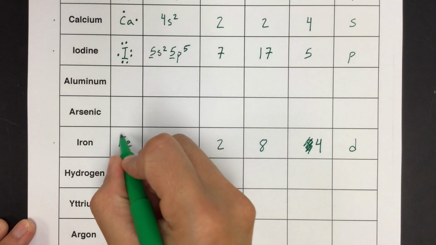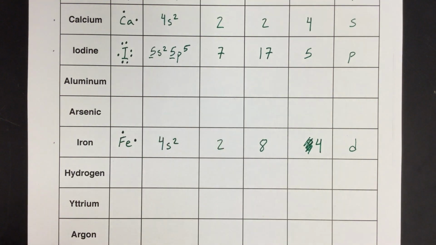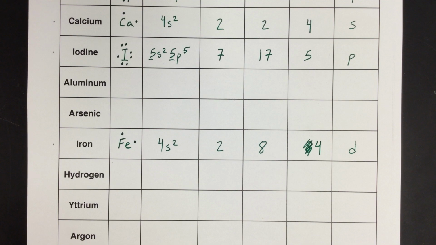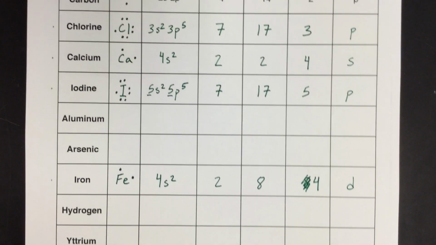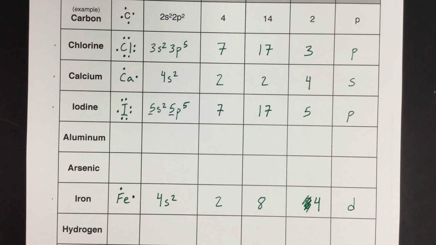So be careful, and now we can say 1, 2. Be careful with those transition metals in the D block. They only have 2 valence electrons. That's one I wanted to go over. I think you have enough tools now to get through the rest of the worksheet. Good luck.